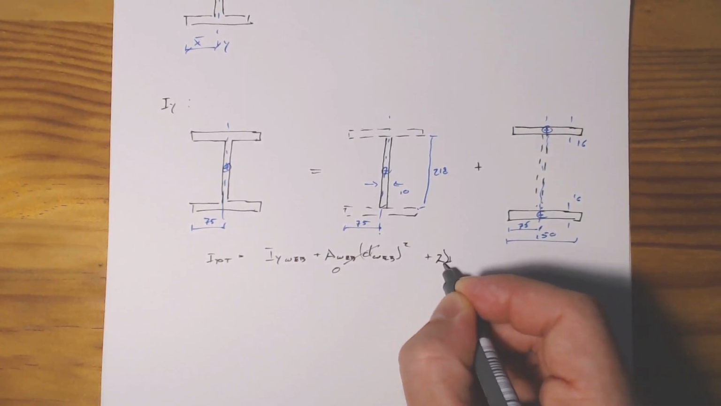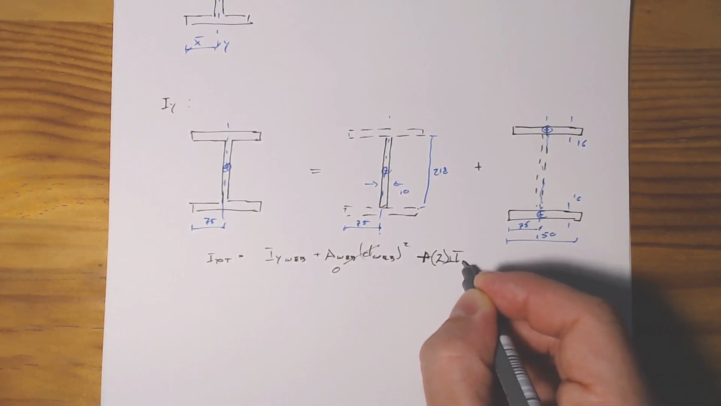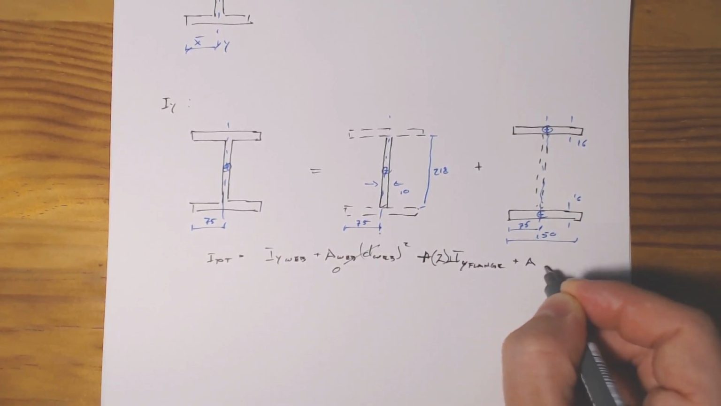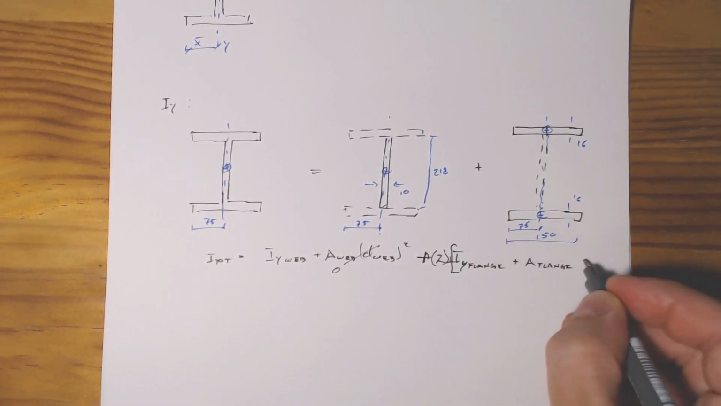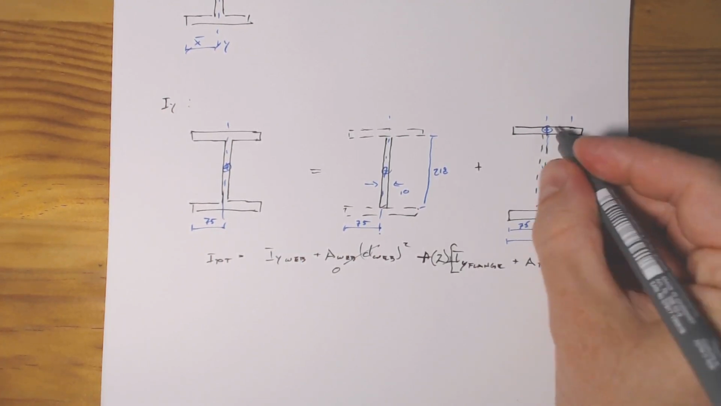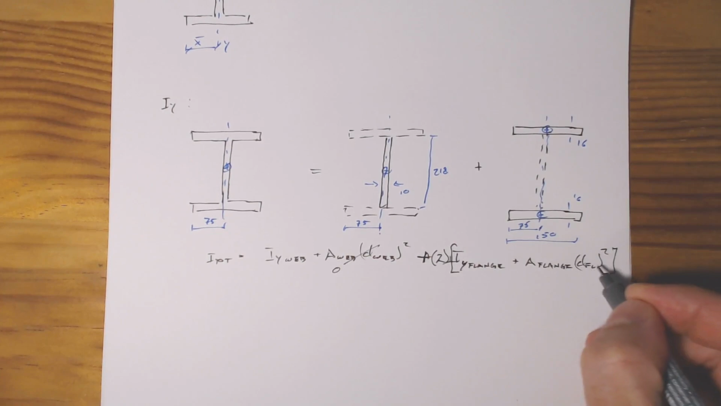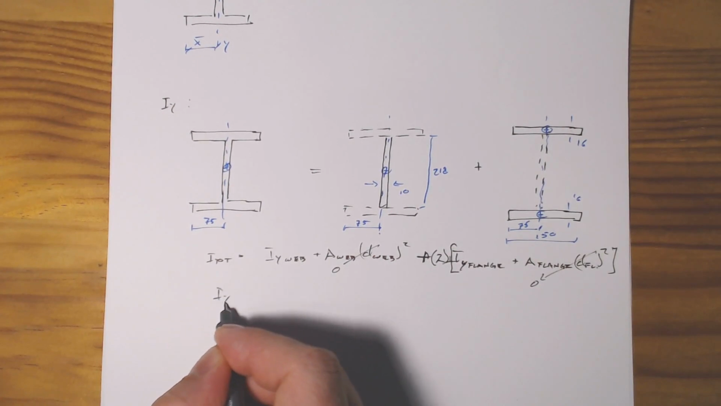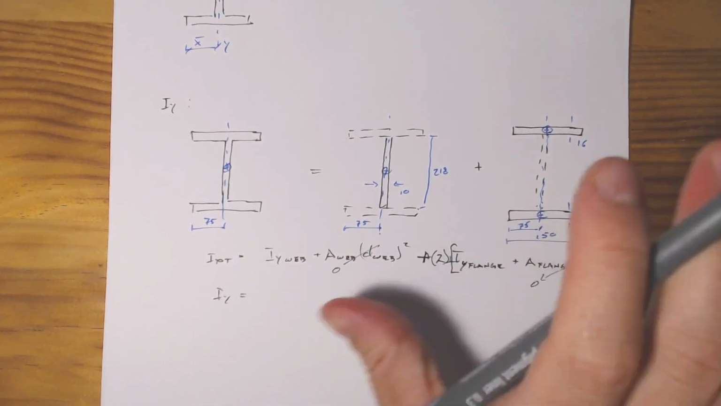Plus 2 times I y flange plus A flange times d flange squared. Again, the centroid of the flange is lined up right about the centroid we are circling around, so that's going to go to 0. So what we end up with is Iy is simply going to be the moment of inertia of the web plus 2 times the moment of inertia of the flange about the y direction.